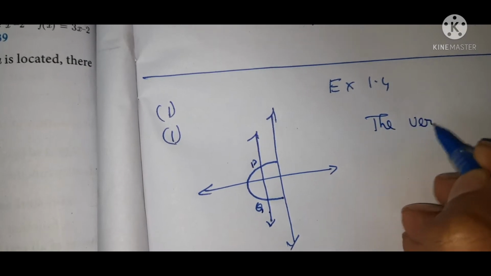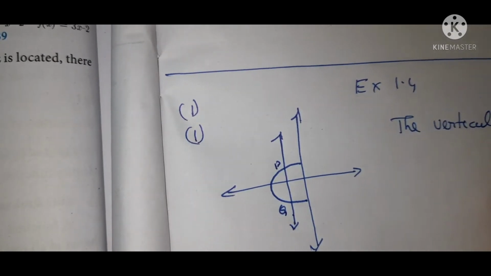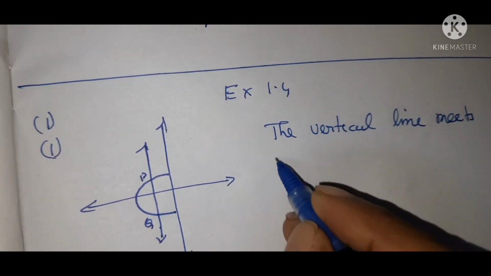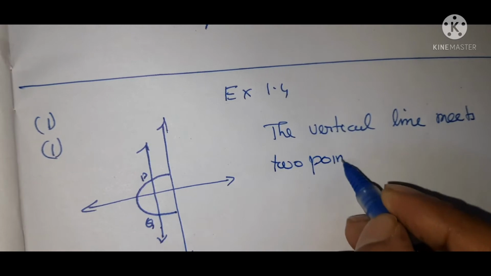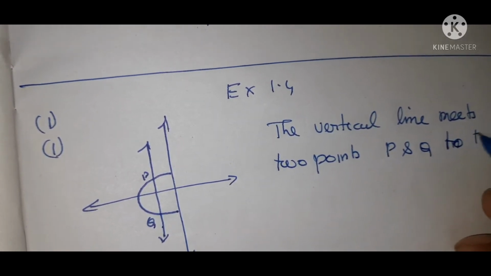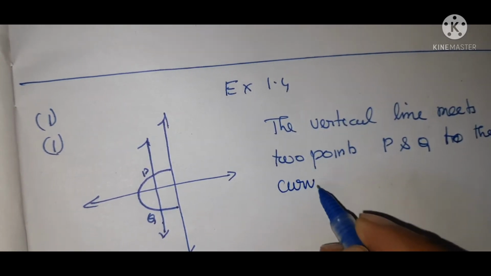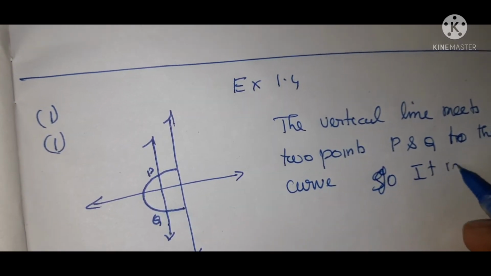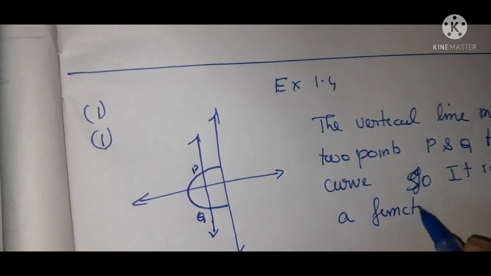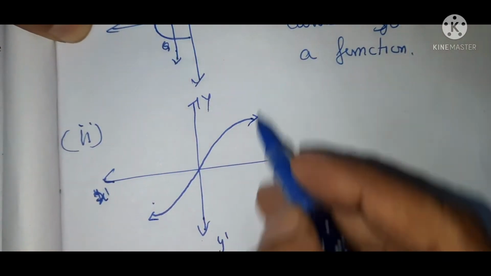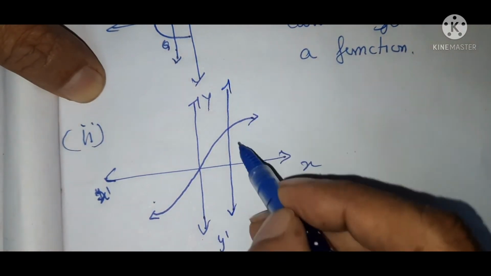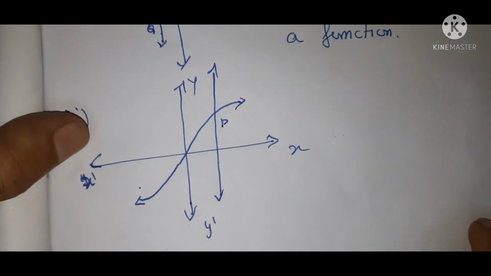The vertical line meets 2 points P and Q on the curve. So it is not a function. A vertical line is drawn. It meets only 1 point. So it is a function.